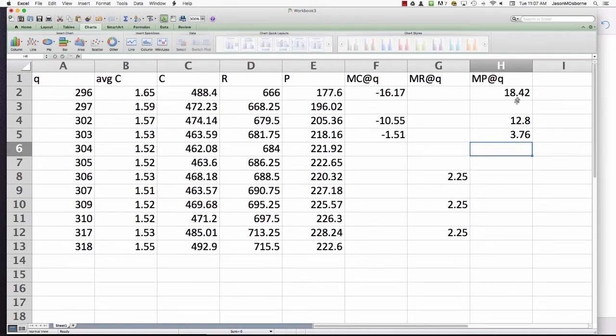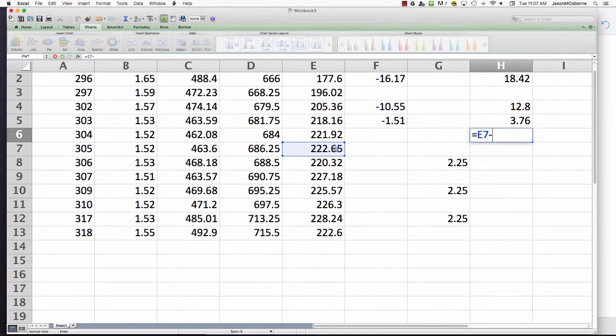$3.76. So notice that our marginal profit is decreasing. It's getting smaller and smaller. So let's keep going ahead and seeing what we can discover. At the 304 sales level, I need to go to the profit at 305 minus the profit at 304. Okay, our marginal profit's going down. So at the 304th level, you only make an additional 73 cents for selling that 305th item.